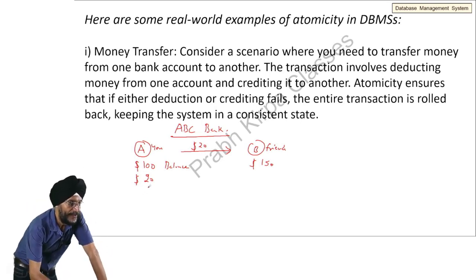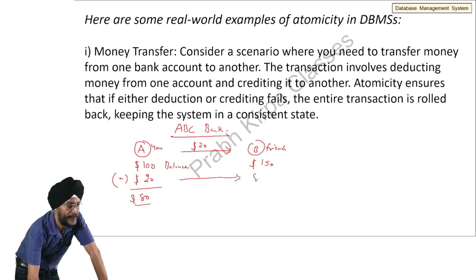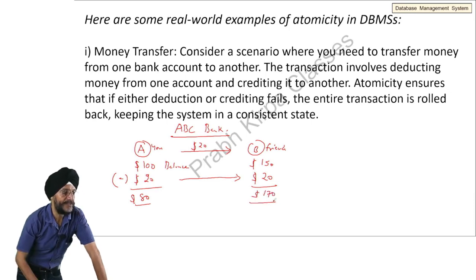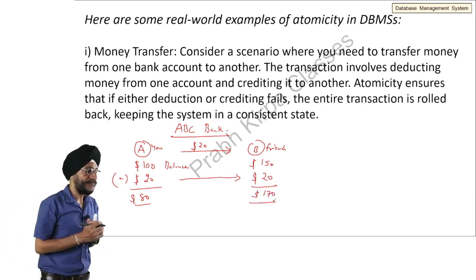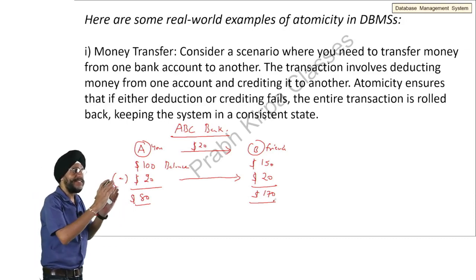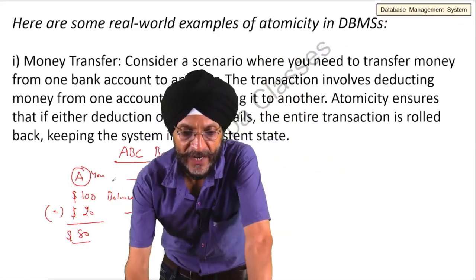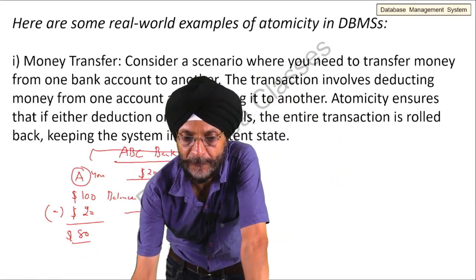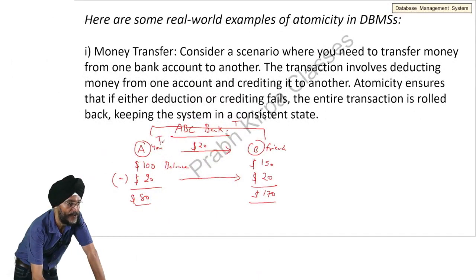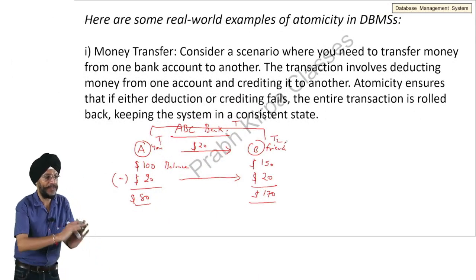So now what will be done by the DBMS? It will deduct $20 from your account, and this $20 will go to the account of your friend, and his balance will increase to $170. So if there is a system problem or system crash or internet failure or power failure at any of these steps, this is the whole transaction, and these are the two sub-transactions or two operations of the single transaction.